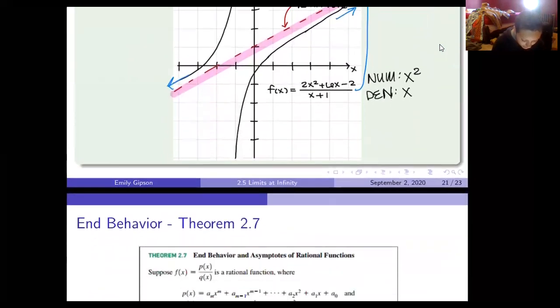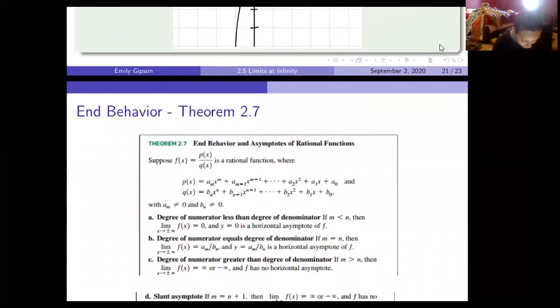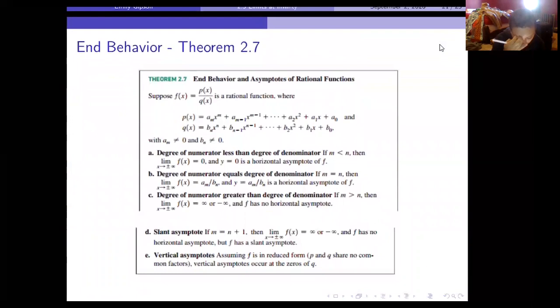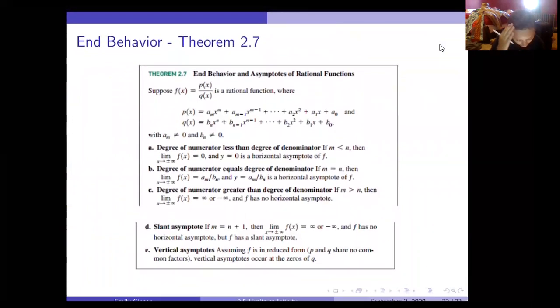So speaking of all sorts of rules, here is theorem 2.7. And I'm not going to read this to you because I think that that would be really patronizing, because you guys can pause this video and read it yourself. But if the degree of your numerator is less than the degree of your denominator, then da da da da da. So we've got the definition of a rational function here. We've got all that good stuff. So go ahead and press pause, read this, copy it down into your notes. We've already seen all of these things in action.